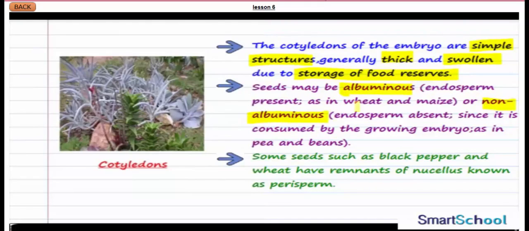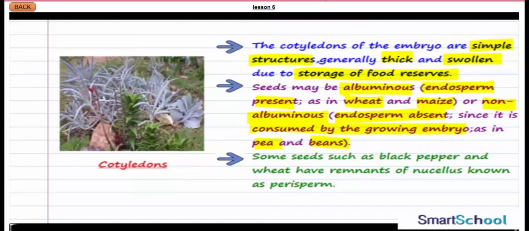So there are two kinds of seeds, albuminous and non-albuminous. Albuminous are the ones which contain the endosperm, that is the endosperm is present, for example in wheat and maize, and the non-albuminous are the ones in which the endosperm is absent since it is consumed by the growing embryo, for example in pea and beans.